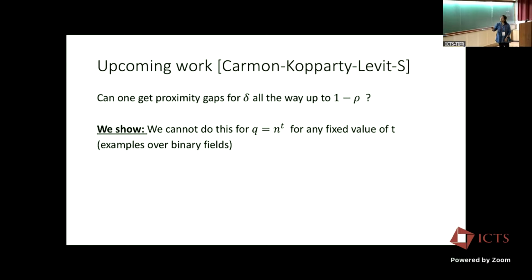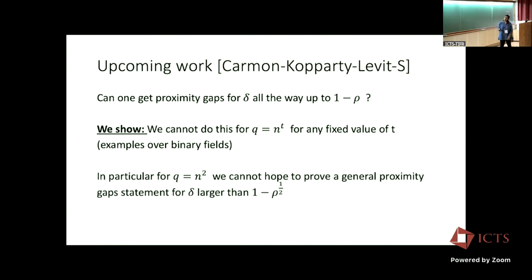But we show that for proximity gaps, we can't hope to do this over any fixed polynomial sized fields. You can't hope to get a proximity gap statement all the way up to 1 minus rho. And in particular, if the field size is n squared, then you can't hope to go beyond the Johnson bound. So there are some limits. In some sense, the statement is tight.